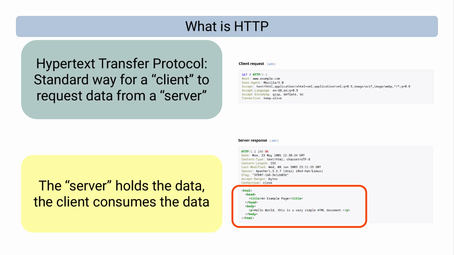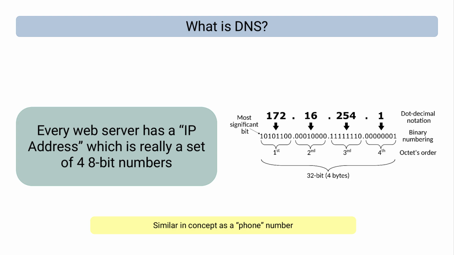Now, how does a computer know where to send the requests to? And how does a server know where to send its response to? So each computer has an address, which we often call an IP address. Each device that's connected to the internet or to a network has an IP address. And just like everything else, it's a series of numbers.